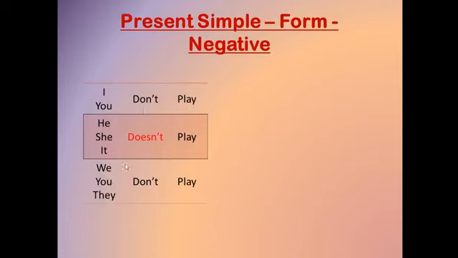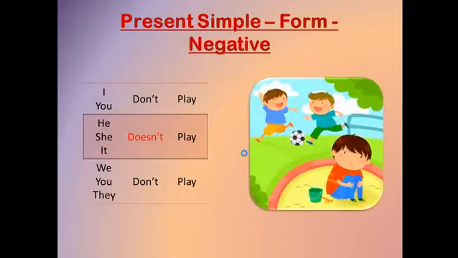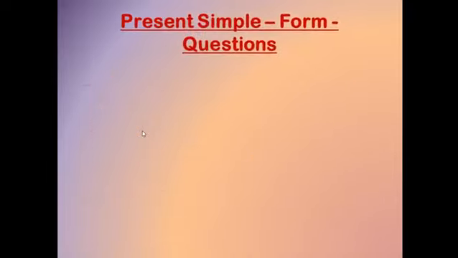Okay, I don't play, we don't play, they don't play. But with he, she, and it, I add doesn't and then I put my verb. He doesn't play, she doesn't play, it doesn't play. Okay, now this was the negative.